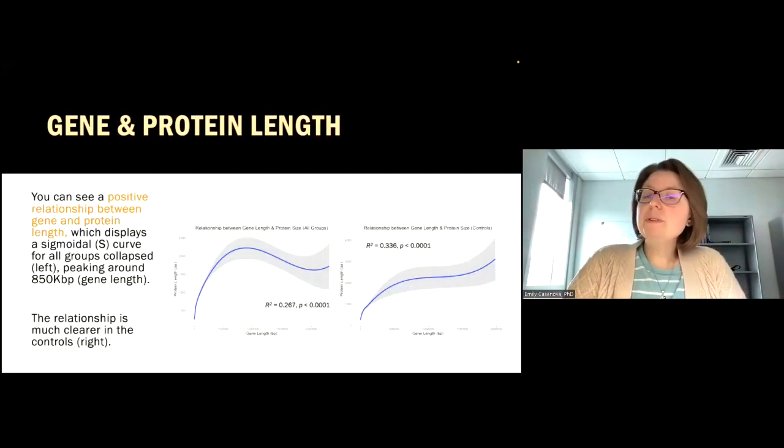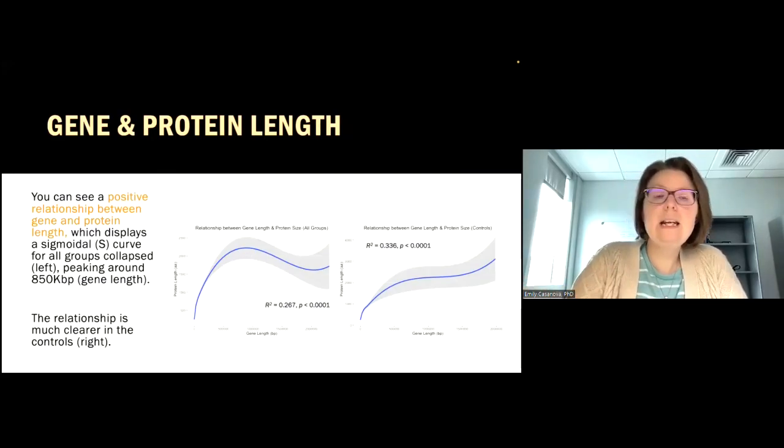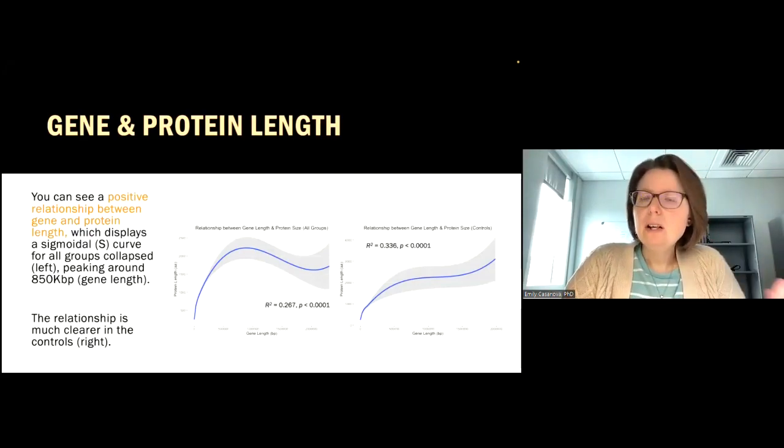And so if we look at the relationship between gene length and protein length of genes within the data set we're looking at, we can see on the left-hand side, we've got this little blue line here. It's forming what's called a sigmoidal curve. It's just an S curve, and that's exactly what it sounds like, it kind of looks like an S. In general, there seems to be a positive relationship between the length of a gene and the length of its protein. So as the length of the gene goes up, so does the protein, and vice versa.